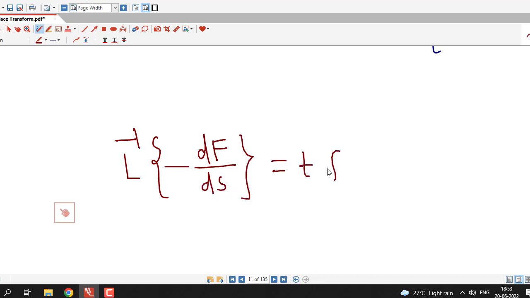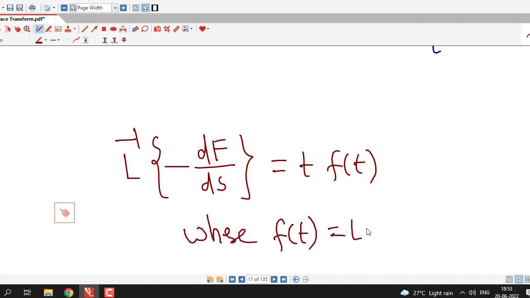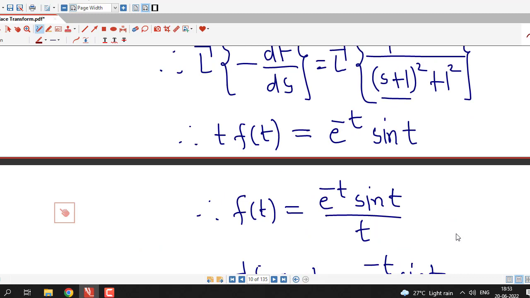So in this lecture also we have used this formula, inverse Laplace transform of negative of df by ds is equal to t times f of t, where this f of t is nothing but the inverse Laplace transform of capital F of s. So this is all about this session.